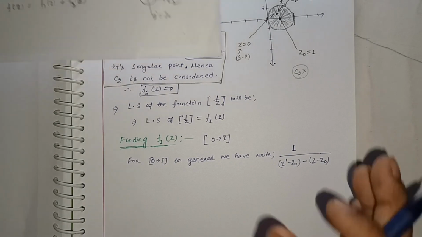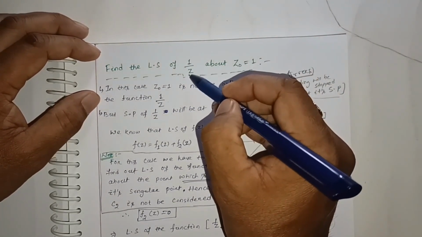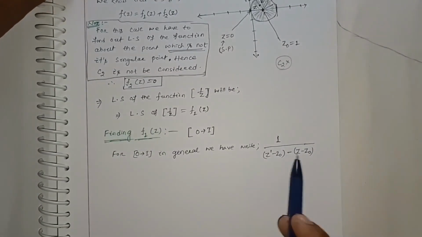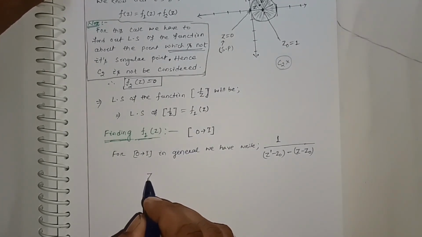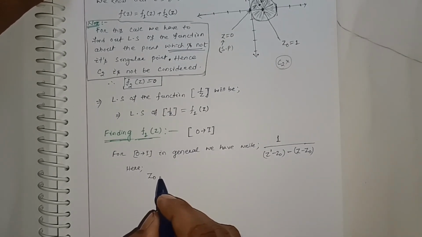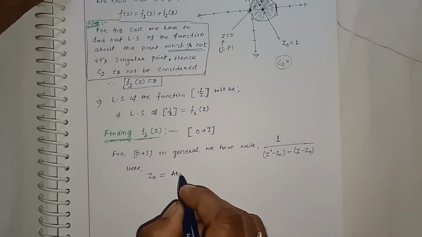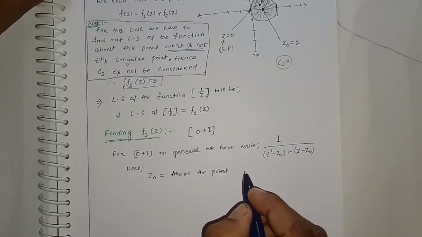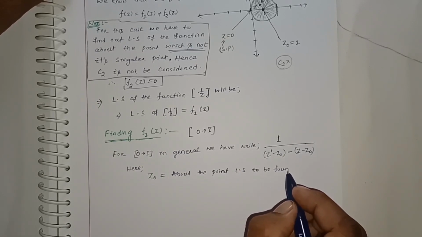Okay, then the denominator of the given function 1 by z is z. Now this z will be written in this format. So for this case, what is the z0 here? Just write here, z0 is nothing but the point about which we have to find the expansion, that is the z0.